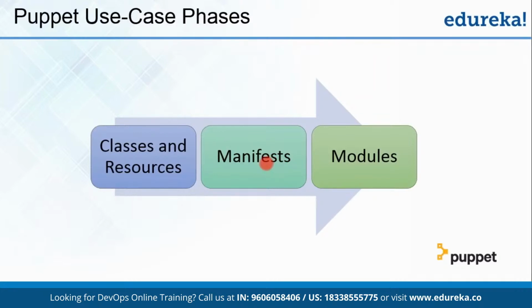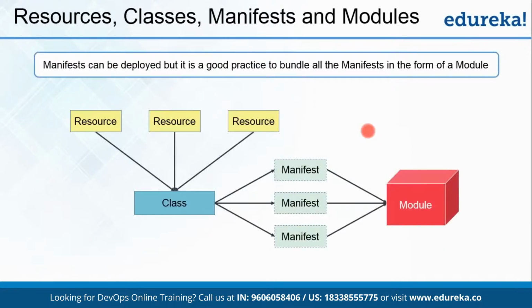Let us move forward, and before actually doing this, it is very important for you to understand certain basics of Puppet, like the code basics: what are classes, resources, manifests, modules, all those things. We'll understand those one by one. First of all, I'll explain resources, classes, manifests and modules separately. But before that, let me give you an overview of how they work together.